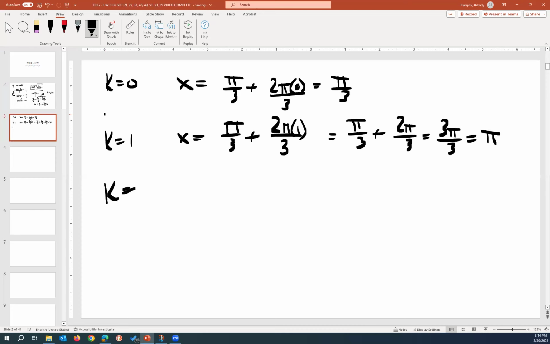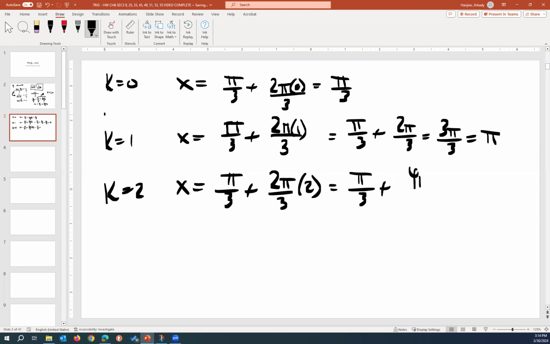Okay, and then k is equal to 2. So plugging in a 2 now into here makes pi over 3 plus 4 pi over 3 makes 5 pi over 3. And those are answers. Because if I were to use k equals 3, you can try it, but k is equal to 3, I would go beyond my 2 pi at that point. Or I would maybe hit my 2 pi, and I don't need that.